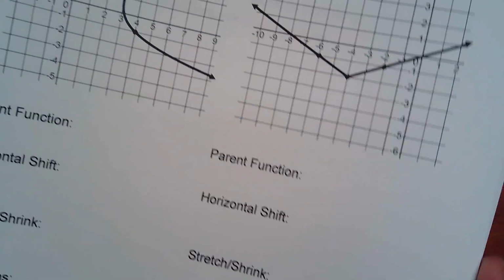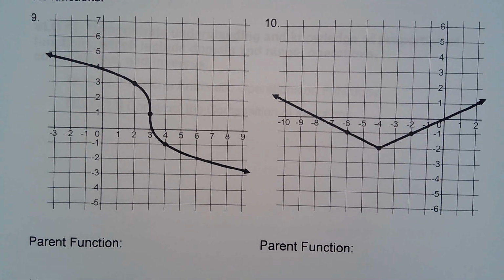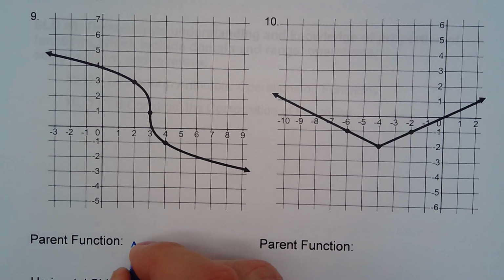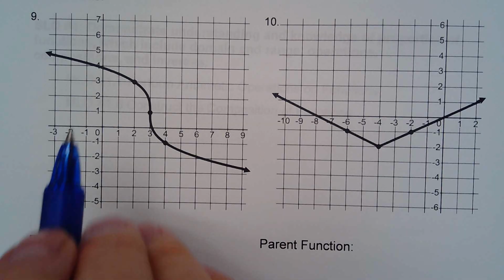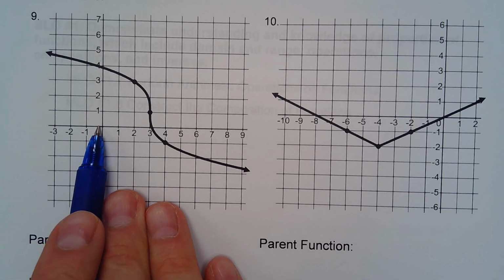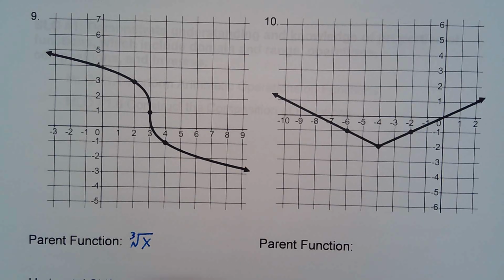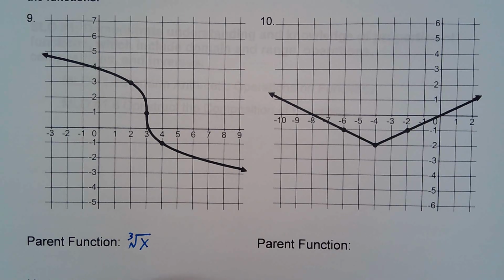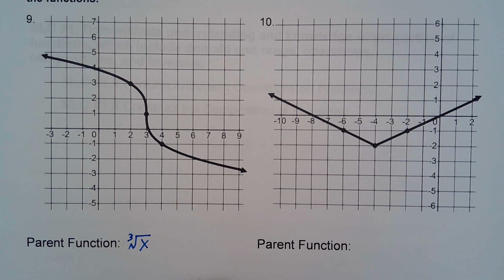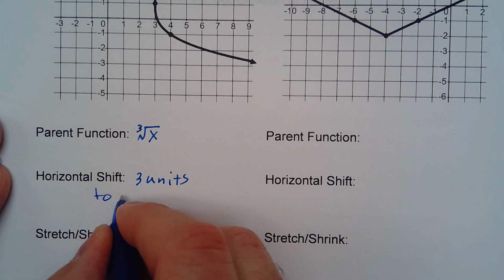See if we can do some on our own. All right, so step 1, we've got to identify the parent function. So this is the cube root of x. And remember, the cube root, this point starts out here. So we already know it's been horizontally shifted 3. So we have a horizontal shift of 3 units to the right.